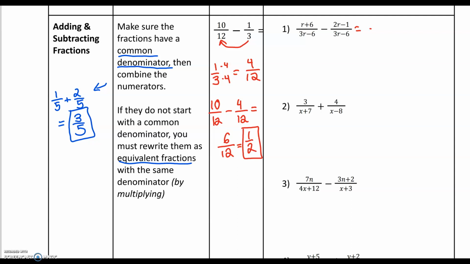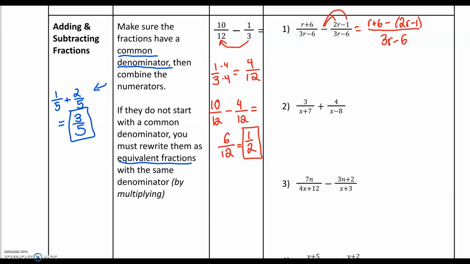Okay, so all you're going to do then is subtract the numerators, which would be r plus 6 minus, I'm using parentheses for a reason here, but go ahead and write this down with me, over the common denominator, which is 3r minus 6, right? Just like I did 10/12 minus 4/12 is 6/12. So it's this minus this over the common denominator. The reason I put this in parentheses is because you need to subtract all of the second fraction, both parts, the 2r and the minus 1, not just the 2r.